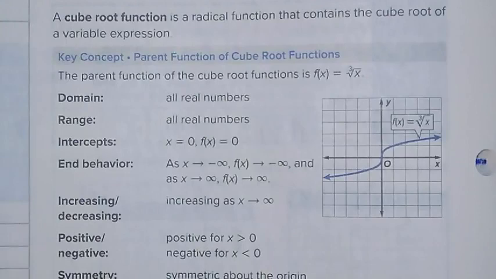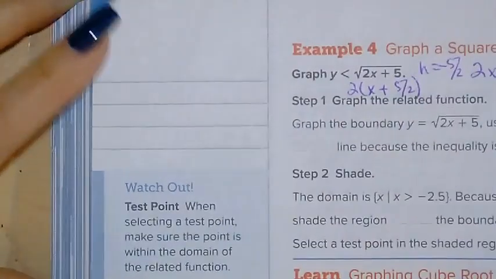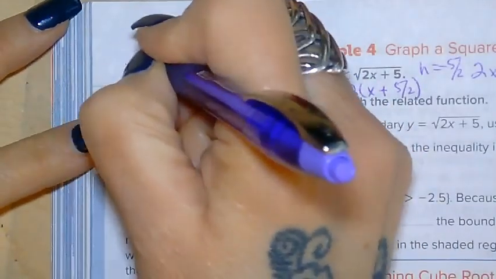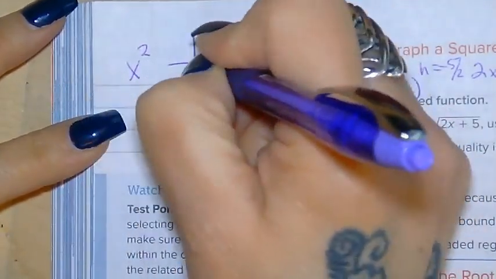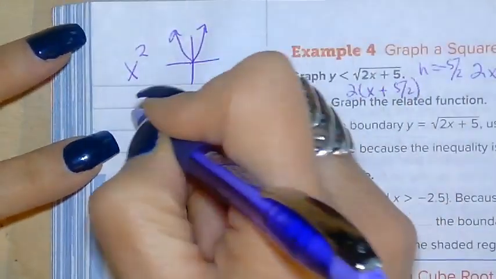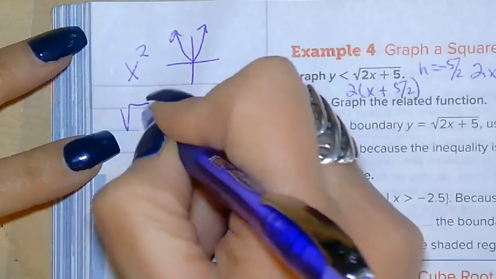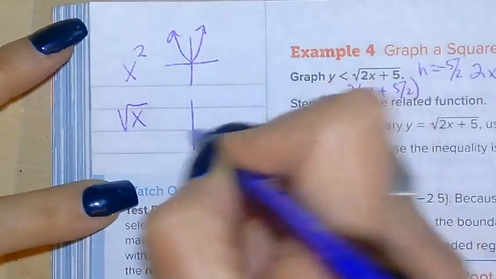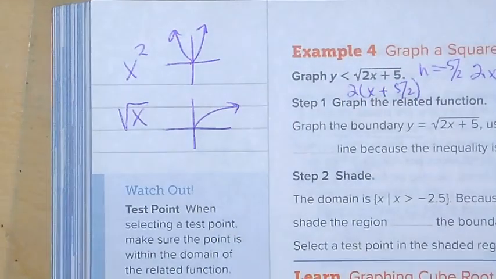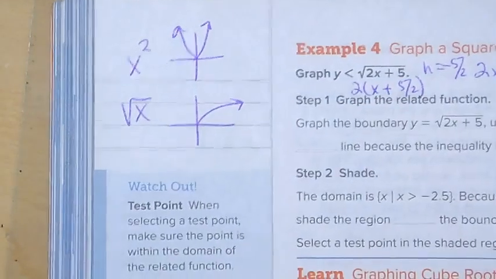Before I go to cube root, I do want to point out we have parent functions, which are the functions with no transformations. So there is x squared. Square root is also a parent function because you could have transformations with that, and it kind of looks like that on its side. We're going to get into cube root. So let's do the parent of cubed.